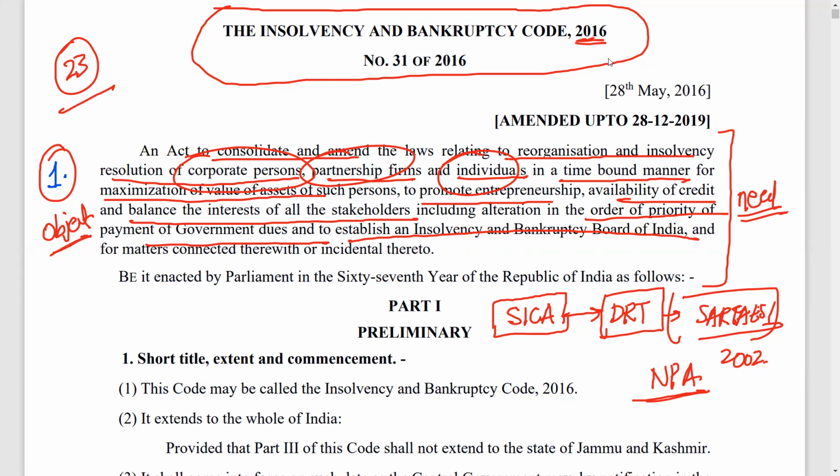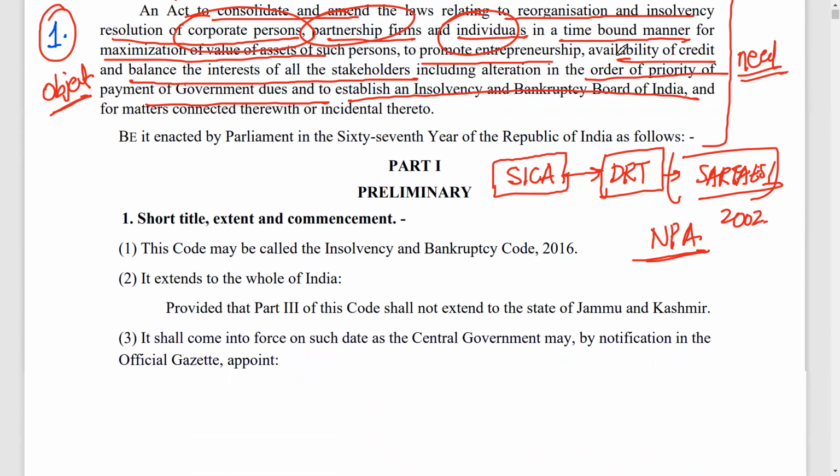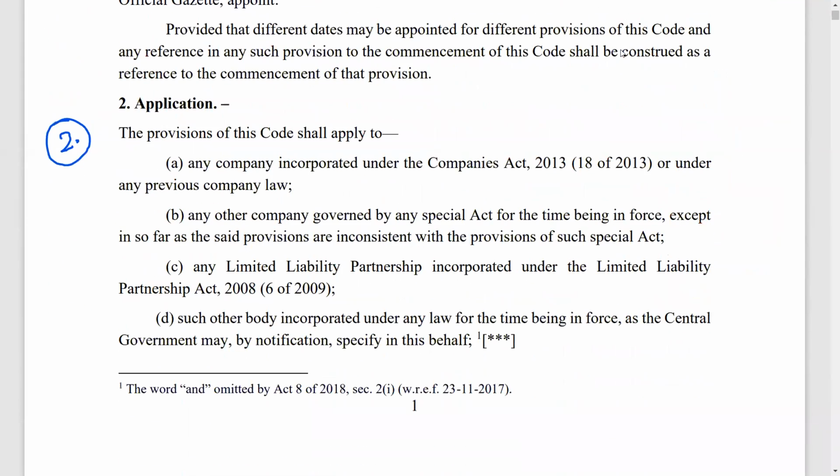When they ask you why there is a need for IBC or what is the objective of IBC, do write this preamble. Thereafter, the second question you can get is where IBC is applicable. IBC is applicable to any company incorporated under the Companies Act or any previous company law, any other company governed by a special Act, a limited liability partnership, and any other body corporate notified by the central government.